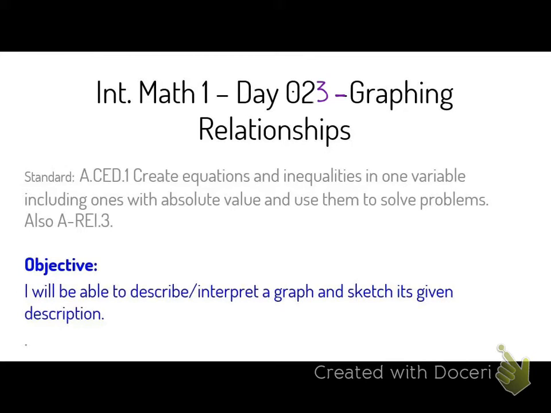Okay, this is lesson 23, graphing relationships. So we're continuing from yesterday. We're looking at, kind of like the slide or the swinging video. We're seeing what's happening. We have a relationship. Time is passing. What's happening with the other variable?